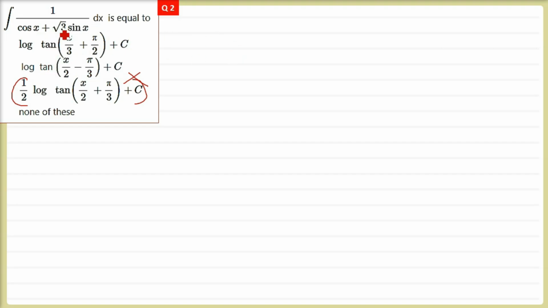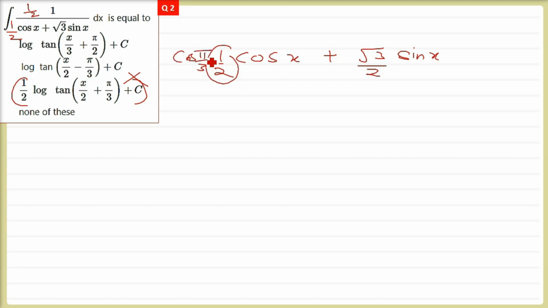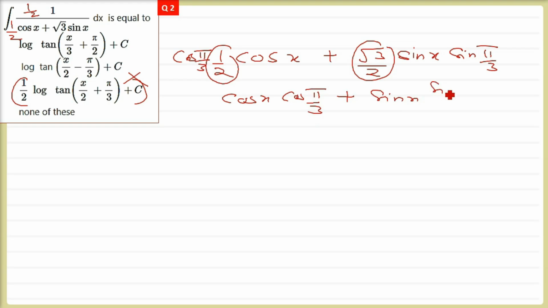Let's do it now. When we have the form cos a minus b, we need to formulate the denominator into some form which is a plus b. So multiply numerator and denominator by 1 by 2. So the denominator will be half into cos x plus root 3 by 2 sin x, because I have multiplied half with cos x plus root 3 sin x. So what is the benefit? You know that half is cos 60 degrees, so you can have cos pi by 3 in this place. Root 3 by 2 is sin pi by 3. So this will be cos x cos pi by 3, then we have sin x sin pi by 3. So cos a cos b plus sin a sin b, if you remember the formula, it will be cos a minus b, cos x minus pi by 3.